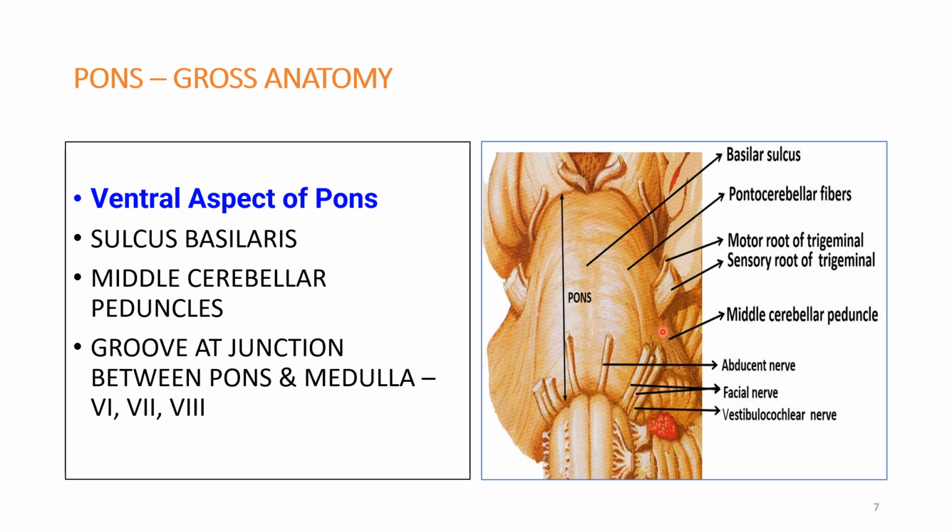Then it has a groove at the junction between the pons and medulla, from where you can see the origin of the cranial nerves 6, 7 and 8. Okay, abducent nerve, facial nerve and vestibulocochlear nerve.